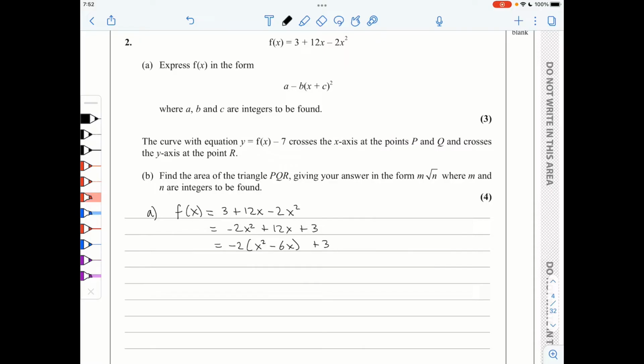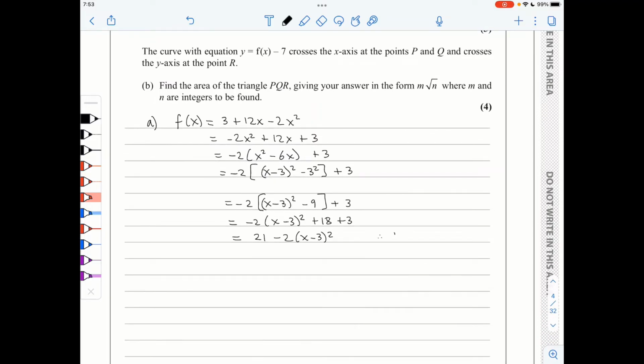I will complete the square here. It's -2 bracket x minus 3 all squared minus 3 squared, plus 3, which is -2 bracket x minus 3 squared minus 9, close bracket, plus 3, which is -2 bracket x minus 3 squared plus 18 plus 3, which leads to 21 minus 2 bracket x minus 3 squared. So this means that a is 21, b is 2, and c is -3.